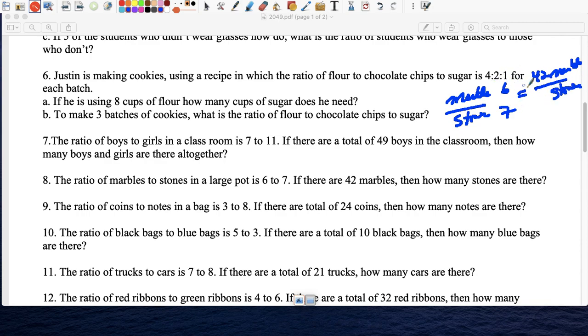These numbers are nice enough. So marbles increase from 6 to 42, so that's times 7. That means it's going to be times 7 at the bottom, and that's going to give me 49. Right? Number 8.